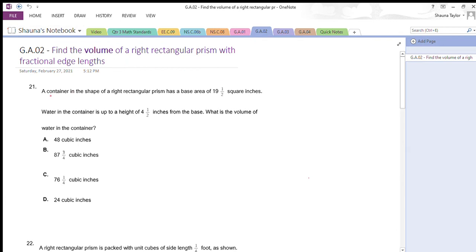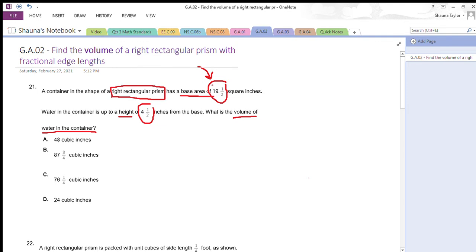Okay, a container in the shape of a right rectangular prism, so it tells me what shape it is, has a base area of 19 and 1/2 square inches. Water in the container is up to a height of 4 and 1/2 inches from the base. What is the volume of the water in the container? So they don't want to know what the volume of the container is because they already gave us the answer right here. They want to know how much water is in there. So I look at my answers: 48, 87, 76, 24.